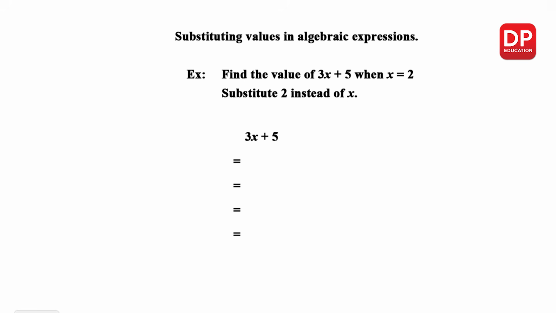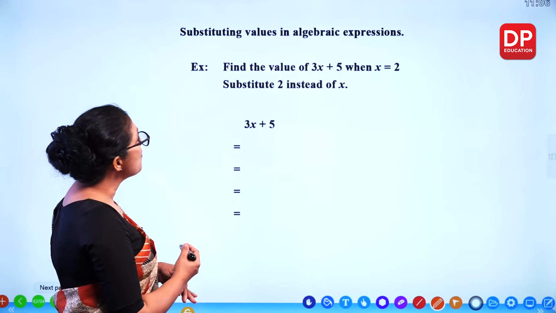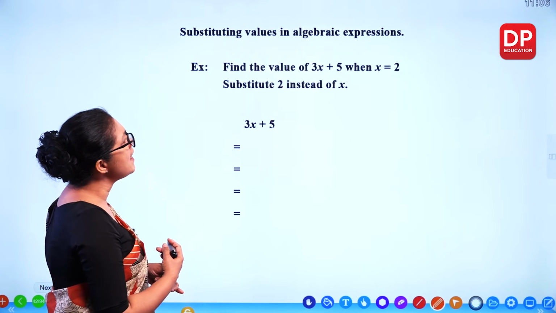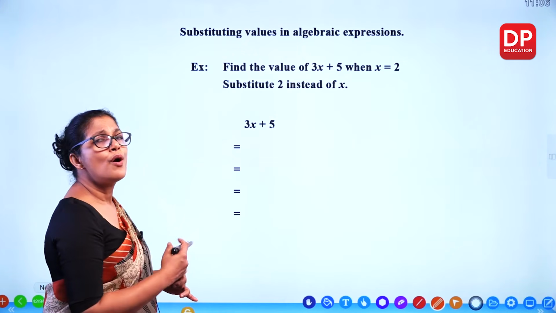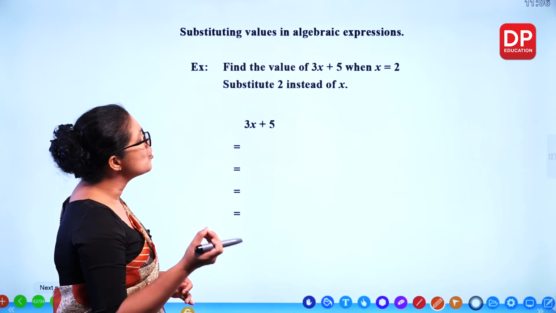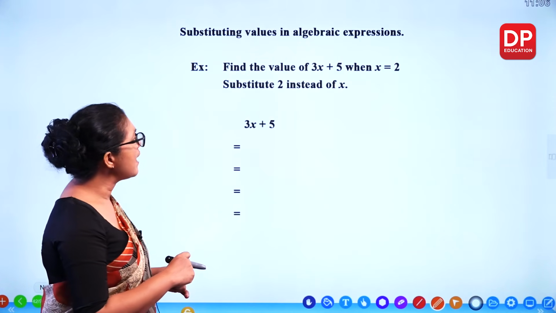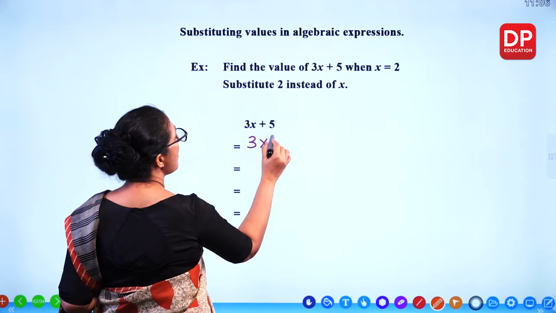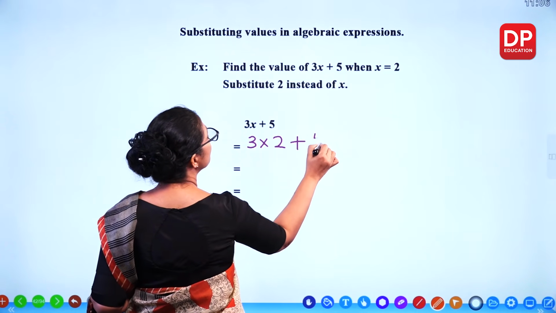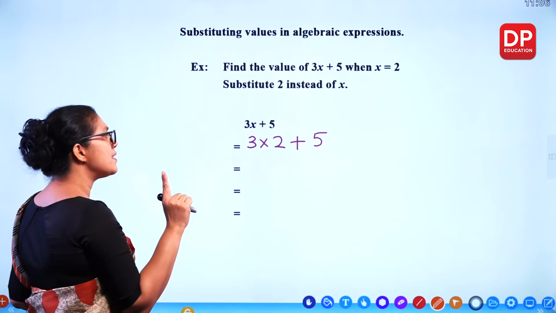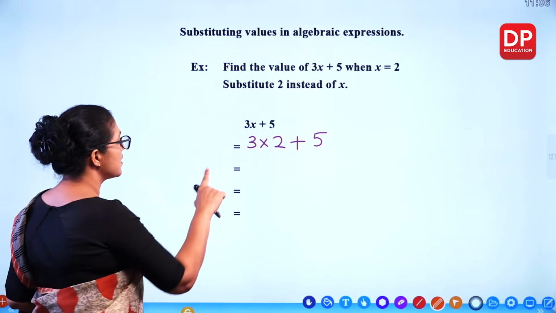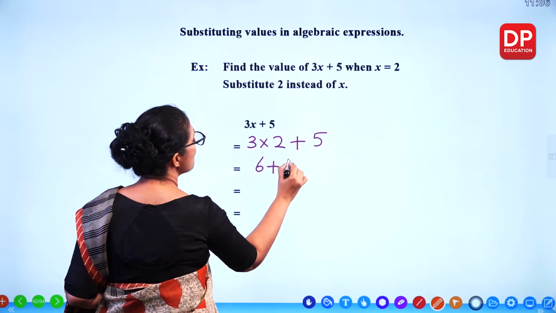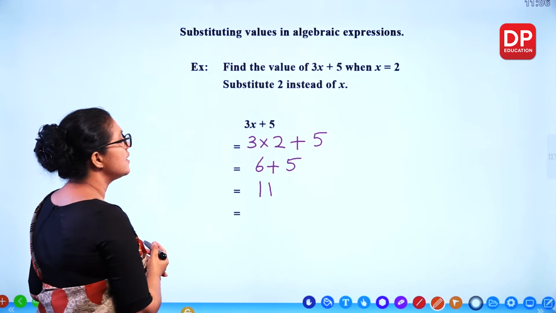Substituting values in algebraic expressions, we'll try to substitute and find the answer. Find the value of 3x plus 5 when x equals 2. So what we do, we take the value of 2 and substitute it instead of x. So instead of x I can plug in 2. Now according to BODMAS, multiplication first. Starting from left, 3 times 2, 6. 6 plus 5, you get 11.